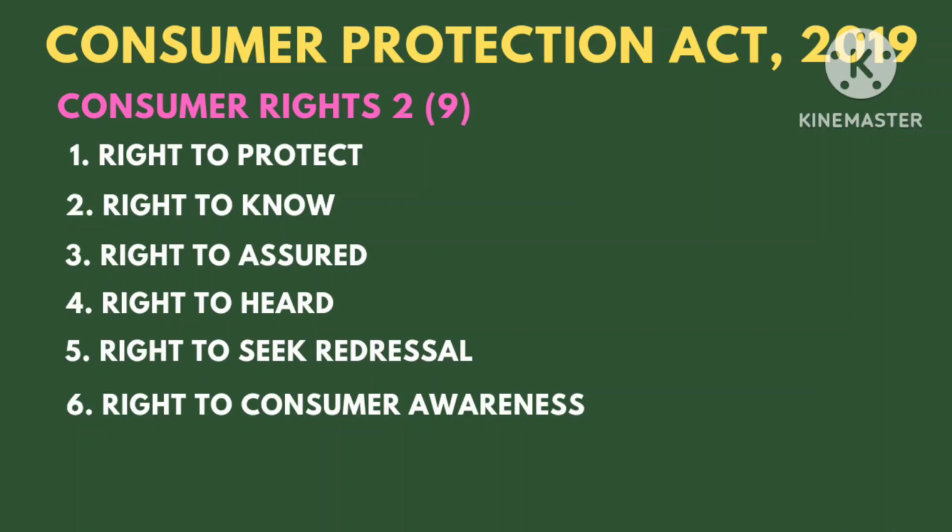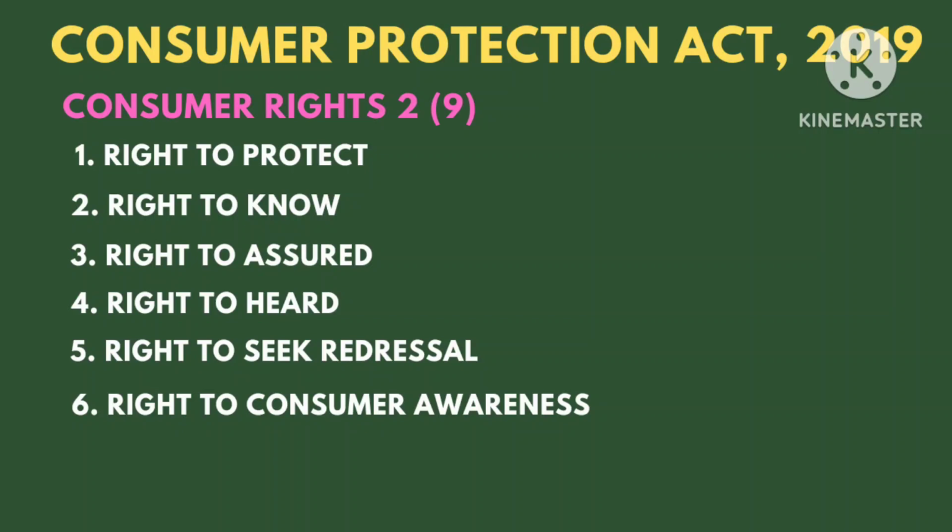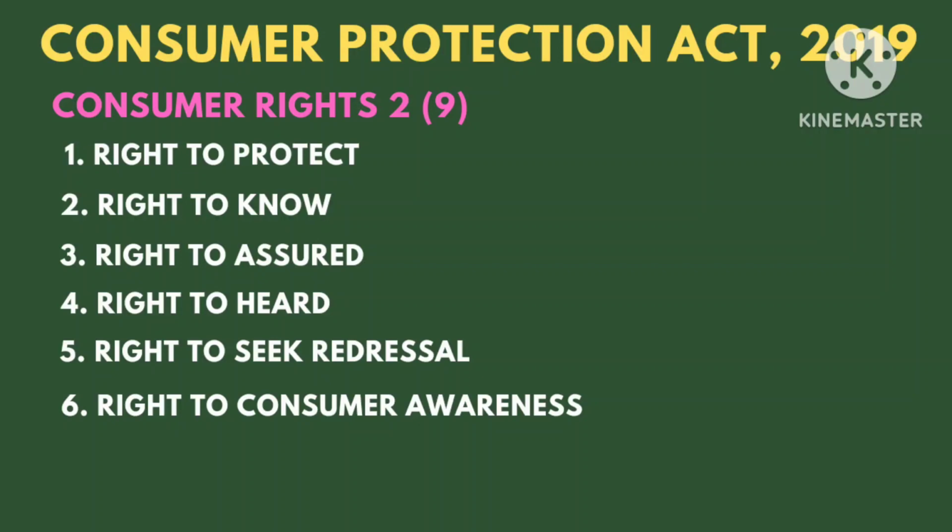The Consumer Protection Act 2019 also gives a special right, that is the right to seek redressal from the appropriate consumer redressal commissions, and they can also approach courts to get justice and compensation from the manufacturers and sellers for their defective service, defective goods, deficiency of services, and exploitation by collecting excess price for goods and services. The sixth is the right to consumer awareness.